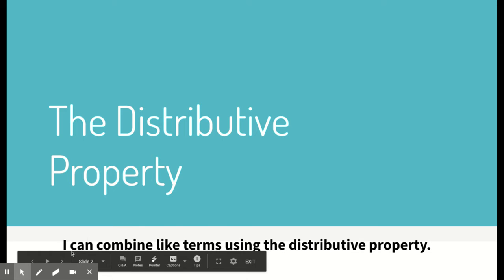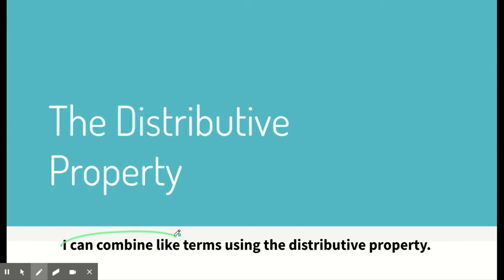So our last lesson focused on specifically just combining like terms. And we're going to still use that today, but we are going to add in the distributive property. This is something you guys have done before in the past. We're just going to combine these two ideas together.